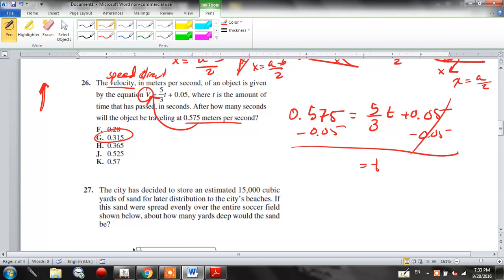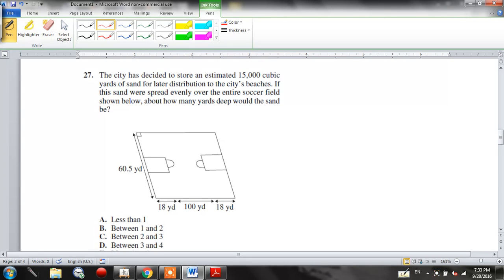Question number 27. Question number 27 says, the city has decided to store an estimated 15,000 cubic yards of sand for later distribution to the city's beaches. If this sand were spread evenly over an entire soccer field, shown below, about how many yards deep would the sand be? Well, we know the length and the width of this yard, and if they're putting the sand here, it would be like this. That's going to be a certain height, right? And it's supposedly evenly distributed, so that's the height over here. Let's call the height x over here.